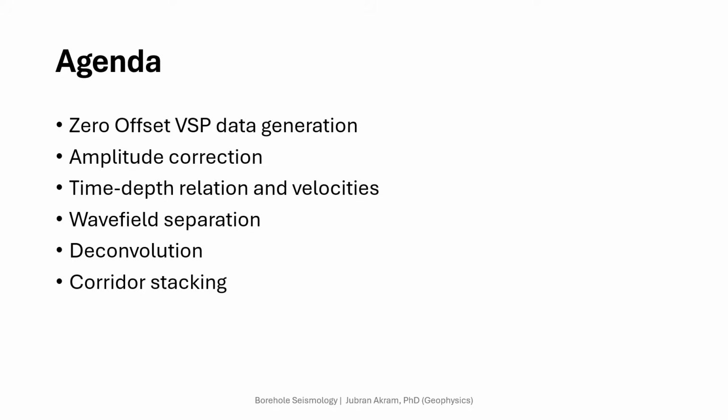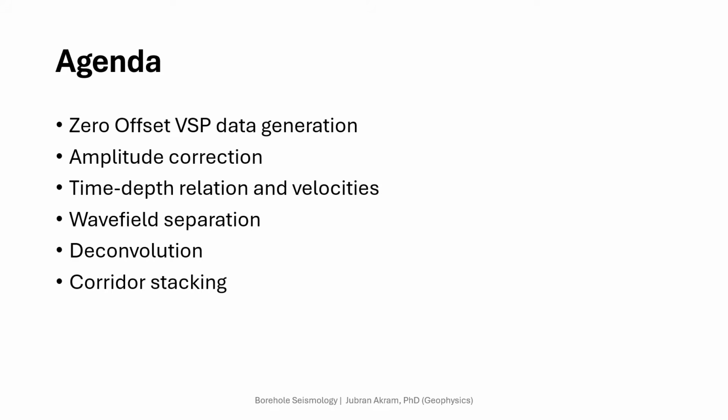So these are some of the topics that we will cover in this presentation. We will generate synthetic data initially, a zero offset VSP data. Then we will apply some amplitude correction to this data to account for the spherical divergence and absorption effect. And then we will look into time depth relation and velocities.